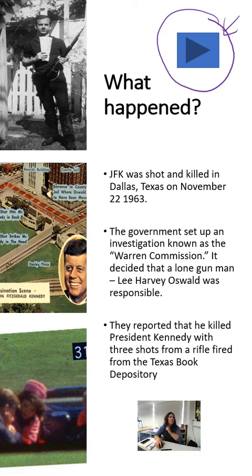So JFK, John Fitzgerald Kennedy, was shot and killed in Dallas, Texas on November the 22nd, 1963. Immediately afterwards, the government set up an investigation. As you can imagine, this was a massive deal, known as the Warren Commission. And it was decided after a long time of investigations that a lone gunman, so a single gunman, was responsible, and his name was Lee Harvey Oswald. It was reported that he had killed Kennedy with 3 shots from a rifle from the top, so I think it was the 6th floor of the Texas Book Depository, which was on the main street in Dallas, just to the side of the street that the president was driving along in an open-top car.